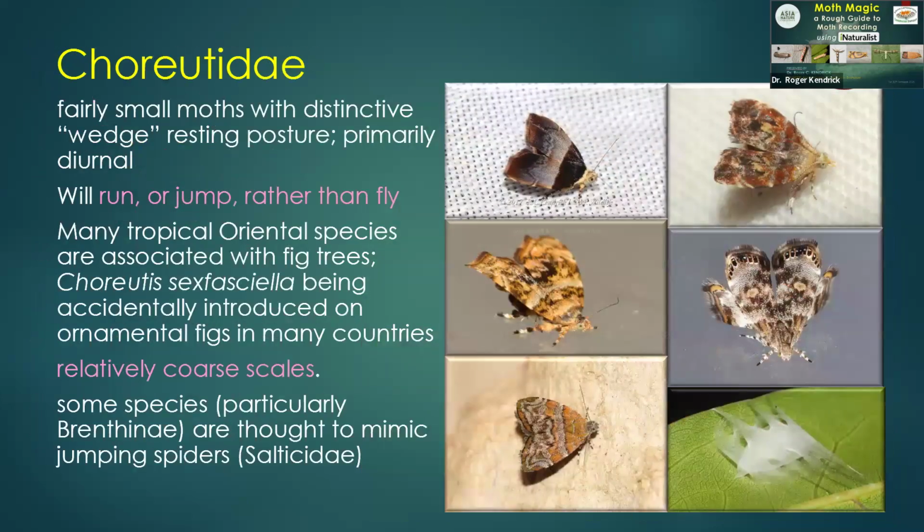Next group, the Choreutidae. These guys are mostly diurnal, active by day. Again, small. Most have a wingspan, i.e. length from base to apex, of 5 or 6 mm only. Some a bit bigger, most not.